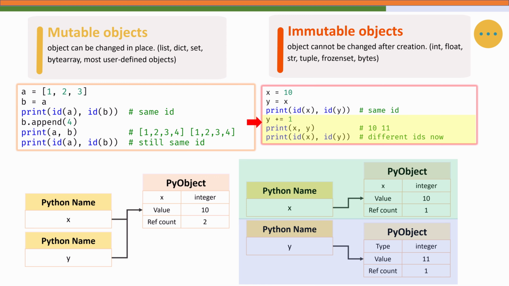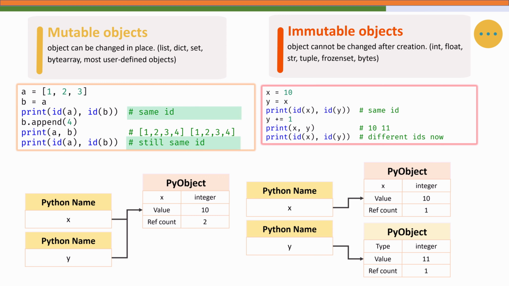You can confirm this by checking with the help of a function named id. So id of x and id of y. id basically returns the object's memory address. For example, a mutable list: if a equals 1, 2, 3, and b equals a, both names reference the same list object. If you call b.append(4), the list object itself is modified, so a and b both show 1, 2, 3, 4. Their id values remain identical because it's the same object.